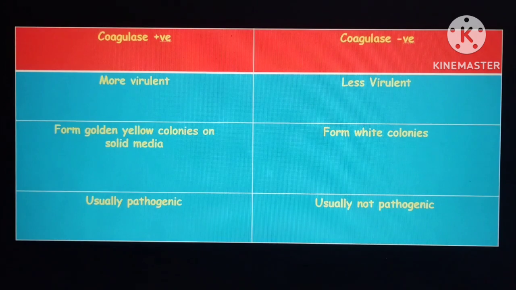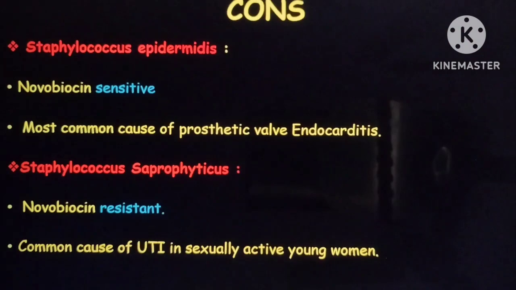Next we will deal with some of the differences between coagulase positive and negative. Just remember one thing: it's quite the opposite. Coagulase positive is more virulent, negative is less virulent. Positive forms golden yellow colonies, and negative forms white colonies. Positive is pathogenic, and negative are not usually pathogenic.